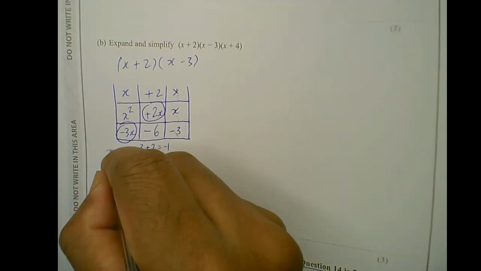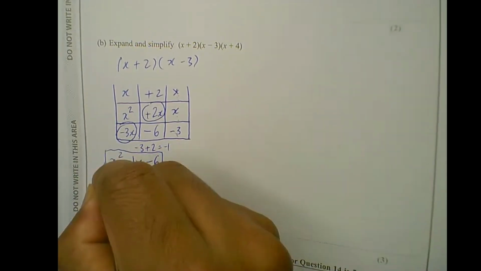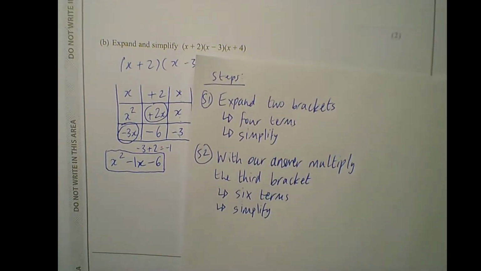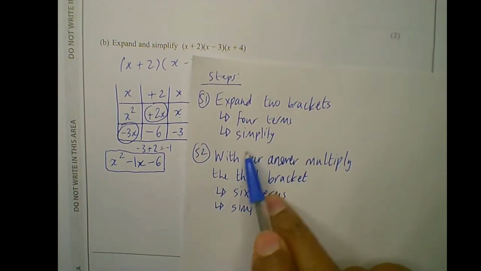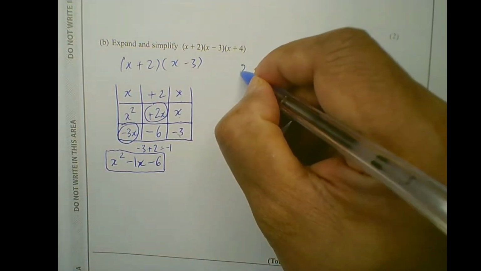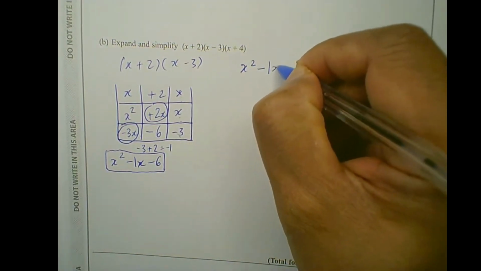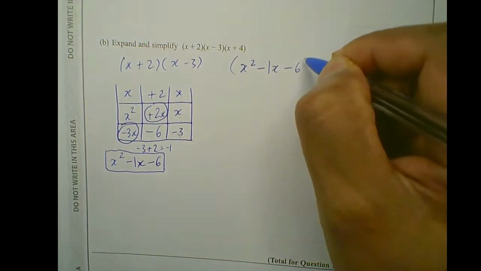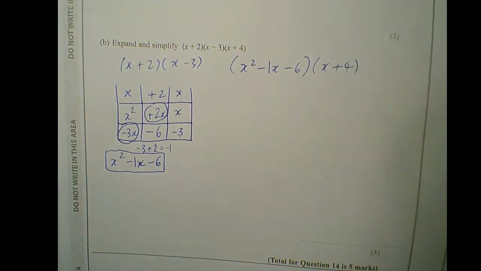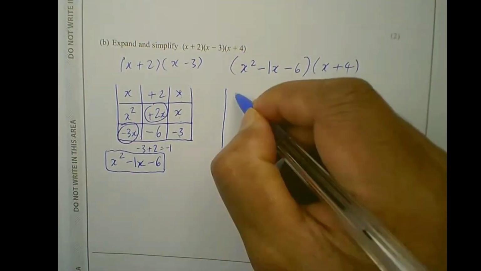So that's my answer to the double bracket. So that's my step 1 completed: expand 2 brackets, 4 terms, simplify. Now I multiply that with the third bracket. So I'm going to have x squared minus 1x take away 6 multiplied by my third bracket, which is x plus 4. I'm going to draw my grid again.